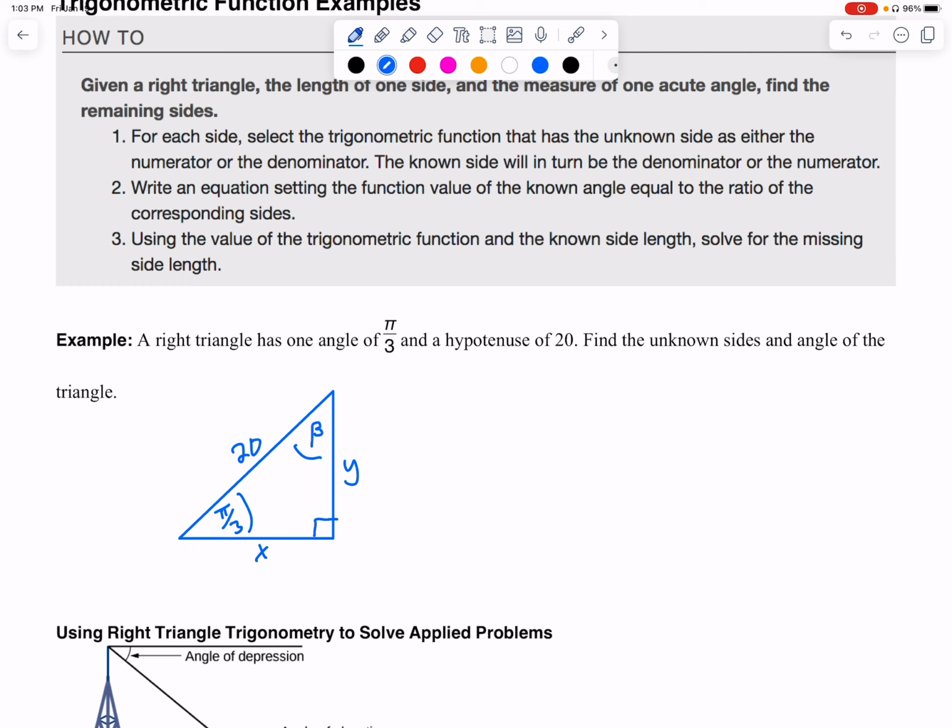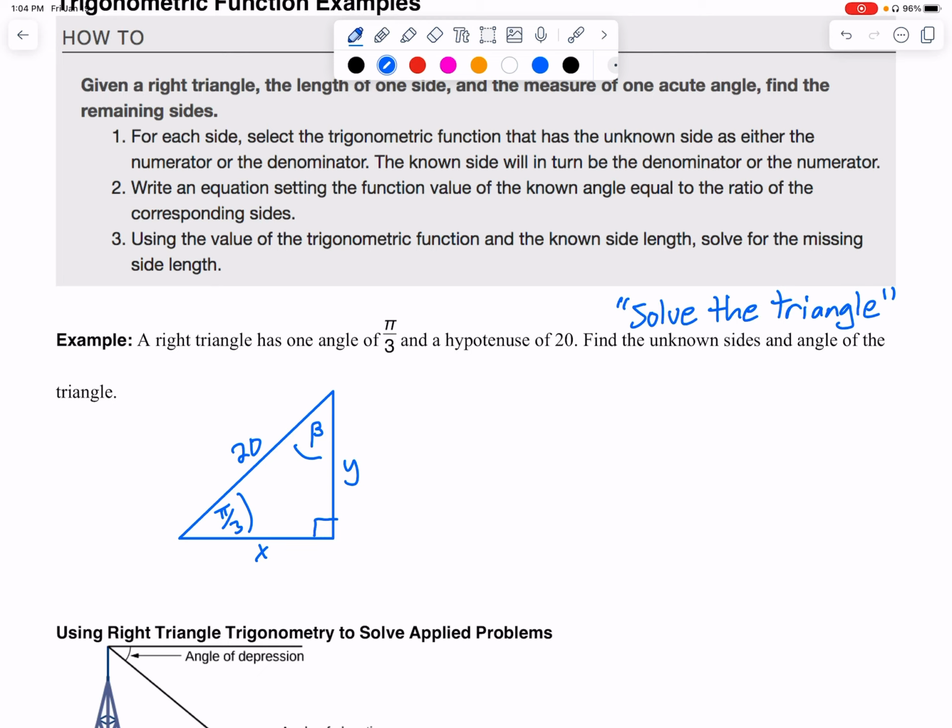We have to find, it says, find the unknown sides and angle of the triangle. This is also called solving the triangle. So if they say solve the triangle, that's what they mean: find all the sides and the angles. All right, so I can use some trig here.